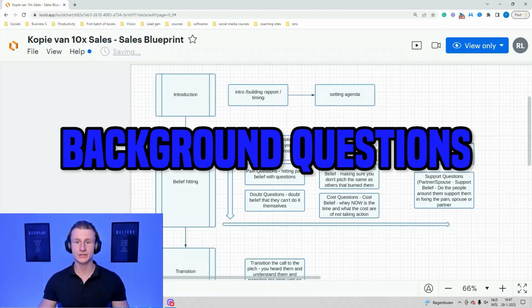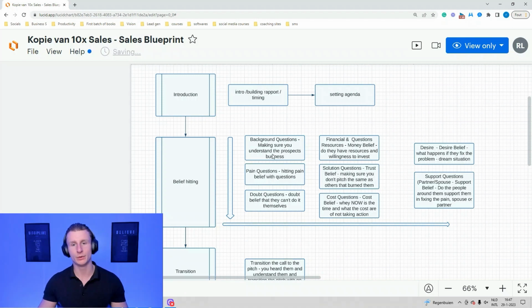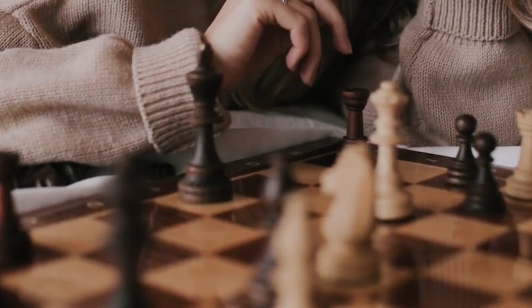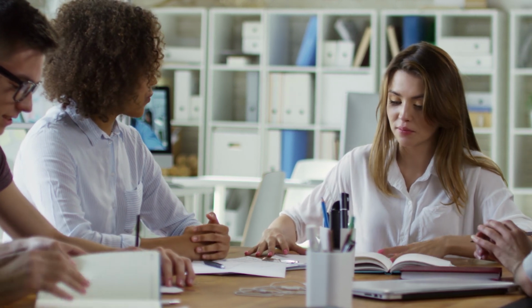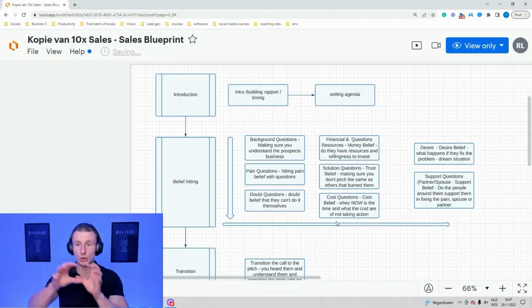First of all, we have background questions. Certain people do a 2-call close. Certain people close in a 1-call close. If you do a 2-call close, I would advise to only ask the background questions. And why is this? It's because the pain questions, doubt questions, solution questions, and cost questions might trigger certain emotions, and you always want to have the emotions at the closing call.